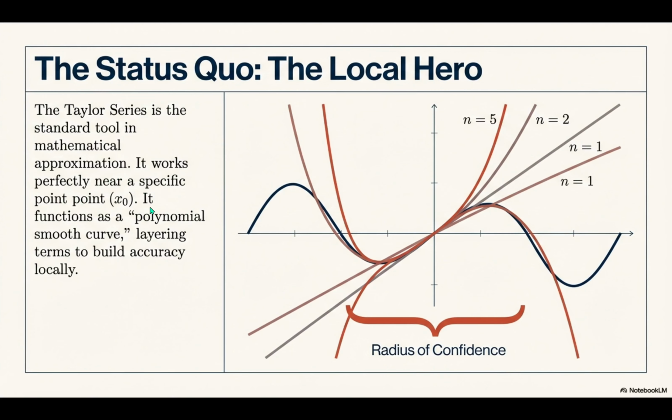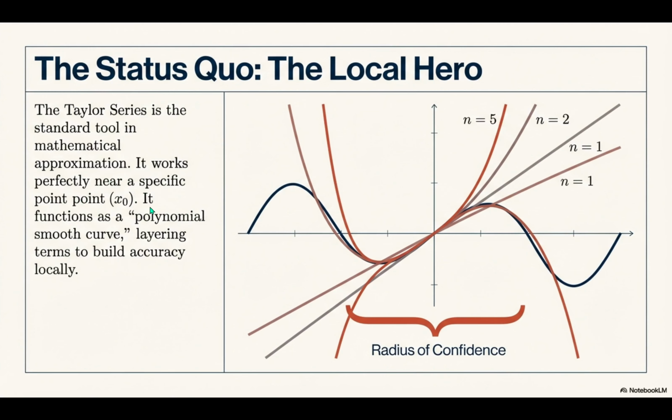Because it's safe. A Taylor series is a polynomial. It's just a sum of terms. A plus b times x plus c times x squared. They're predictable. They behave well. Exactly. Polynomials are smooth, they curve gently, they don't do anything crazy. If you're designing a bridge or a circuit and you only care about a very small range of operation, the Taylor series is your best friend. But the source material identifies what it calls a fatal flaw, the wall.